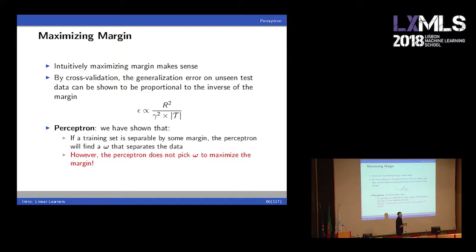And you do this, you average the error that you find on your unseen holdout part by the number of splits that you do, and then you can say the error on unseen test data is proportional to R squared divided by gamma squared times T. So minimizing the error is done by maximizing the margin. If you could maximize the margin explicitly, you would have a better way of generalizing on unseen test data.